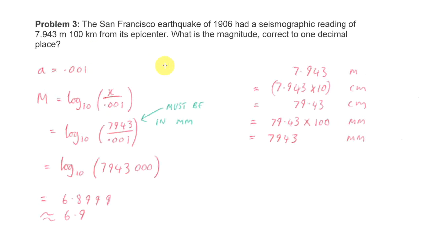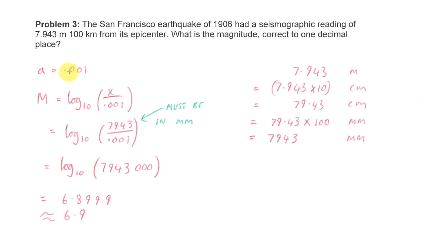So in San Francisco, there was a famous earthquake. It had a seismographic reading of 7.943 meters, 100 kilometers away from the epicenter. The epicenter, of course, is where the earthquake started. What is the magnitude correct to one decimal place? So what is it on the Richter scale?